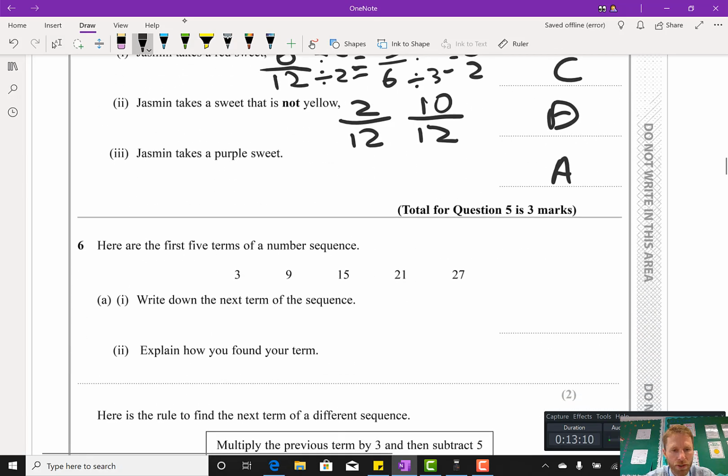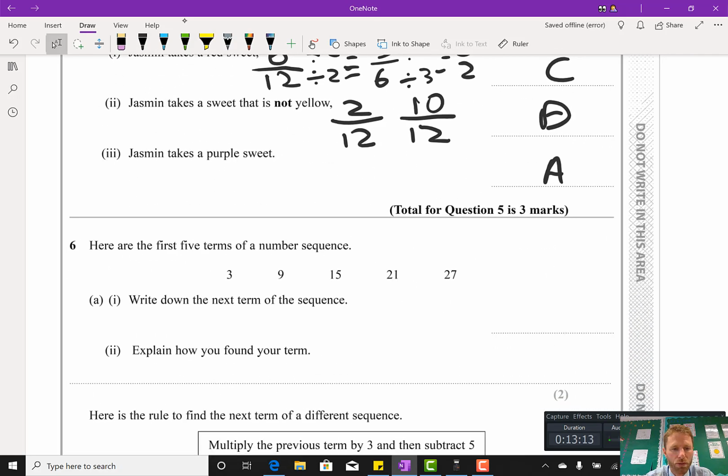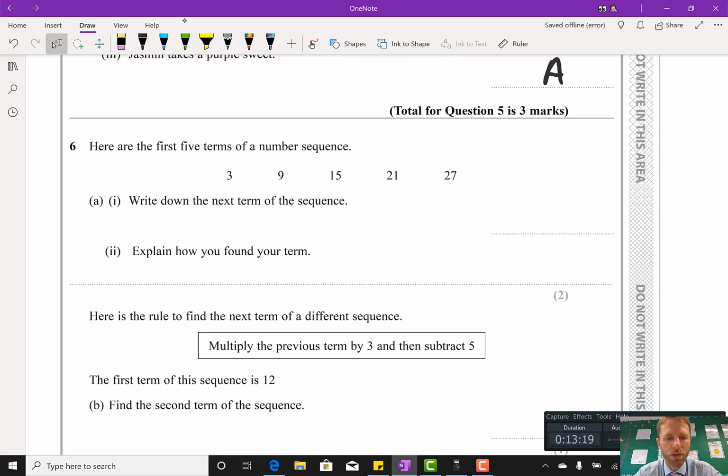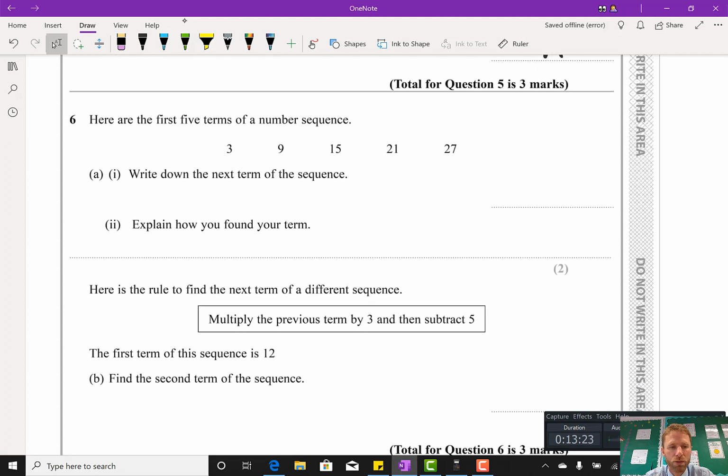Question 6. Here are the first 5 terms of a number sequence. So, fairly straightforward. Those that I've taught you before, you might at this point be thinking nth term, and that's not a bad thing to be thinking at all. It could well be a question on that. Write down the next term of the sequence.